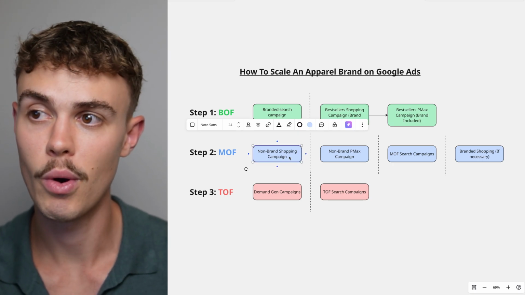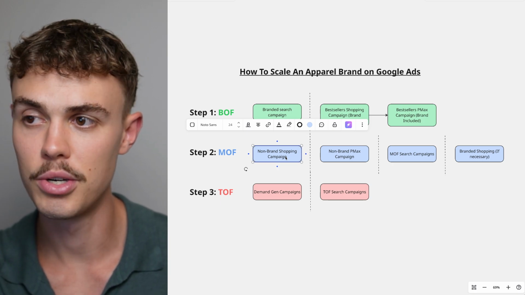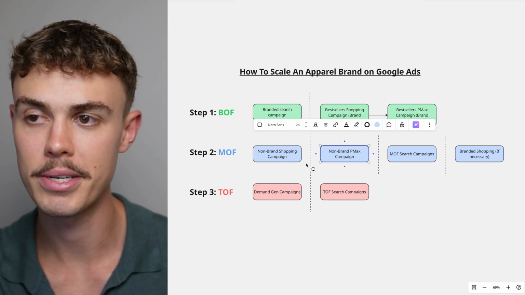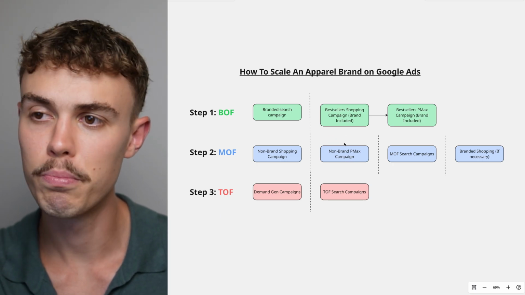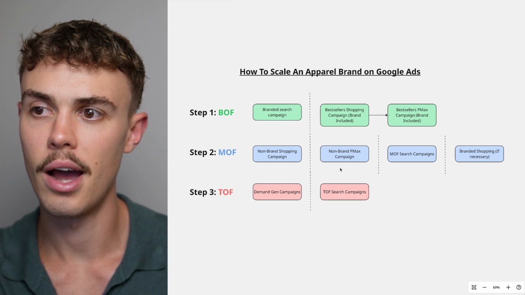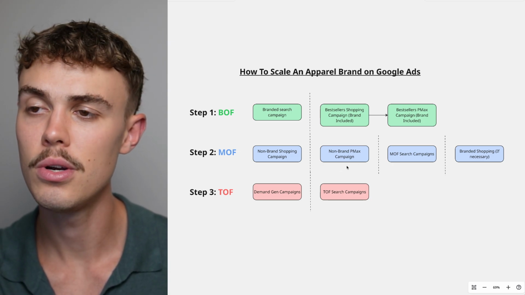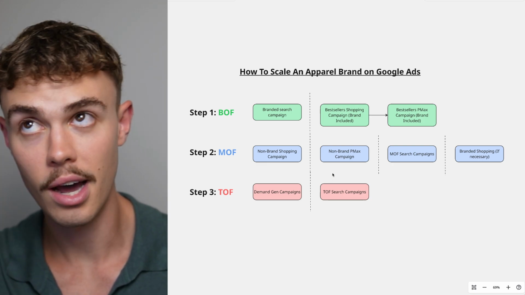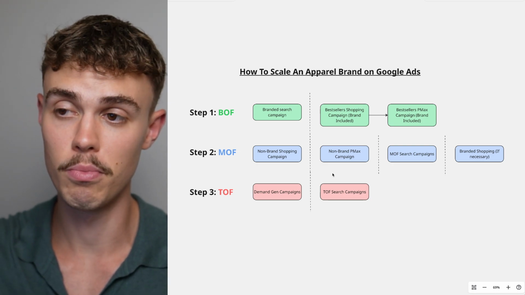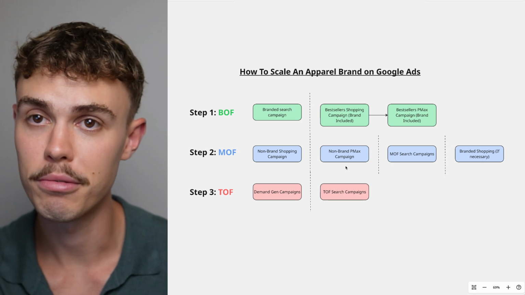This is honestly going to be where, once you start scaling, probably 75% of your budget goes to a non-brand shopping campaign and a non-brand PMAX campaign. So these are very, very similar to the campaigns above. Again, you probably just want to start with your best sellers. You can also be creating all products campaigns, but I recommend starting with best sellers in these ones too. And all you want to do is exclude your brand name under the brand exclusions tab. So both with negative keywords and brand exclusions, exclude your brand from these campaigns.